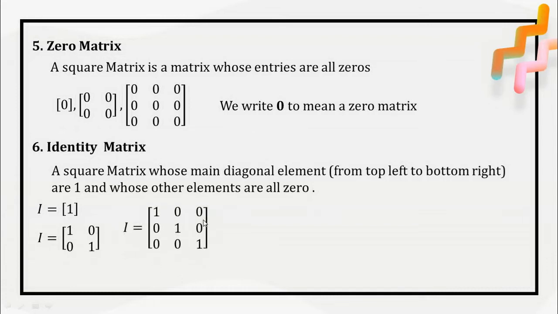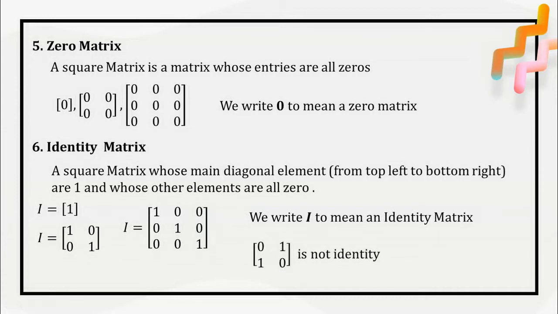How about the third? This one has order 3, and they have the 1s on the diagonal, and the other elements are all zeros. They are still identity matrices, everyone. So we write the identity matrix with the symbol I.